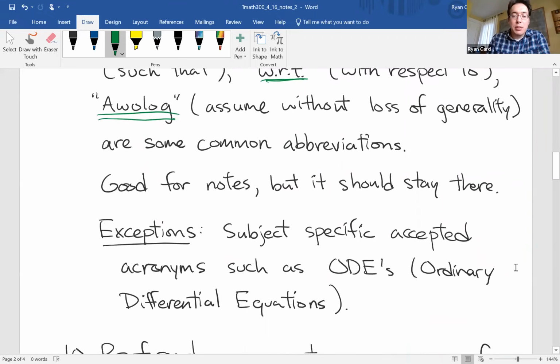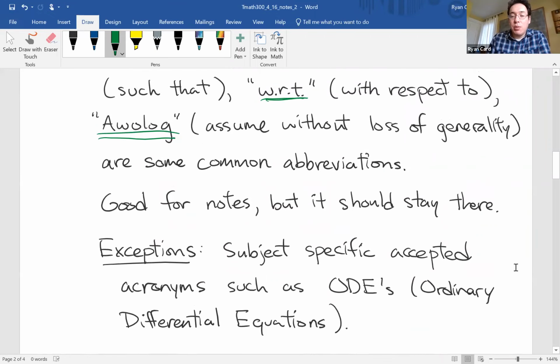There are some exceptions. You could use subject-specific acronyms that are used all the time. For example, if you've taken a differential equations course, you might have seen the abbreviation ODEs many times. It's short for ordinary differential equations. If it's specific to a subject and you're writing for that subject, it makes sense to use those acronyms.